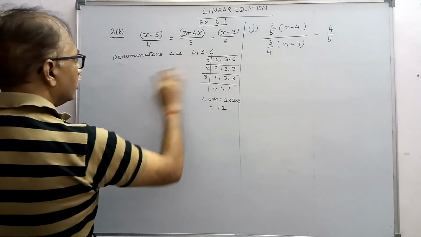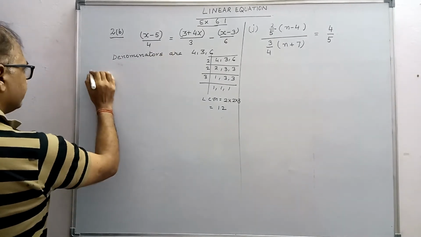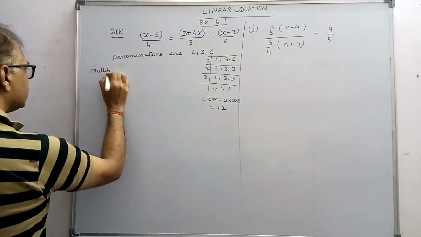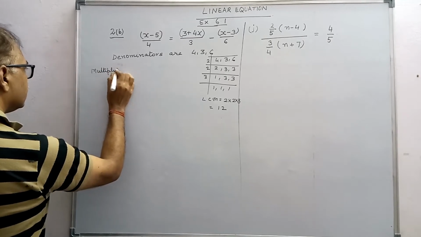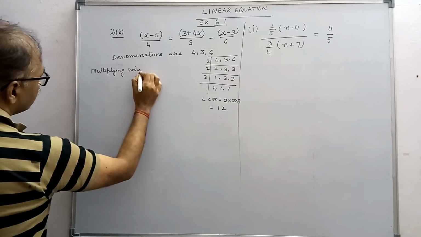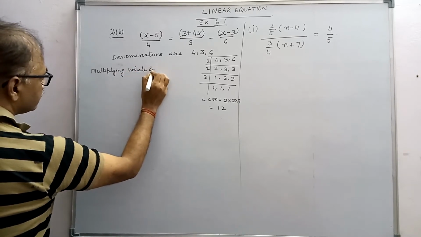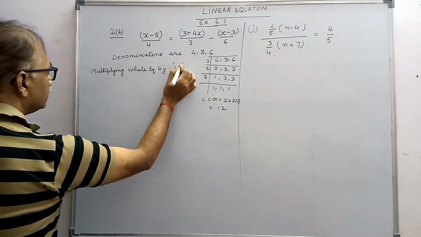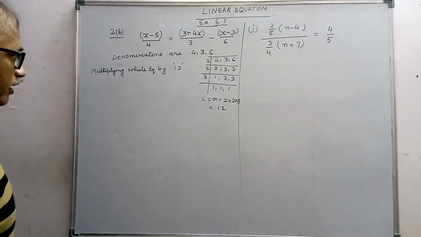Now, multiplying the whole equation by LCM. Multiplying the whole equation by 12. So multiply this whole equation by 12.